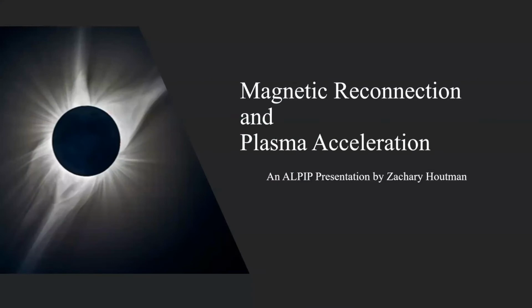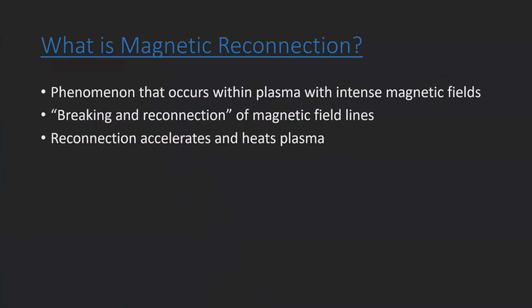So my internship project was over magnetic reconnection and plasma acceleration. So what is magnetic reconnection? It's a phenomenon that occurs within plasma in intense magnetic fields. So it is a sort of breaking and reconnection of magnetic field lines. And I put that in quotes because magnetic field lines aren't physical things.